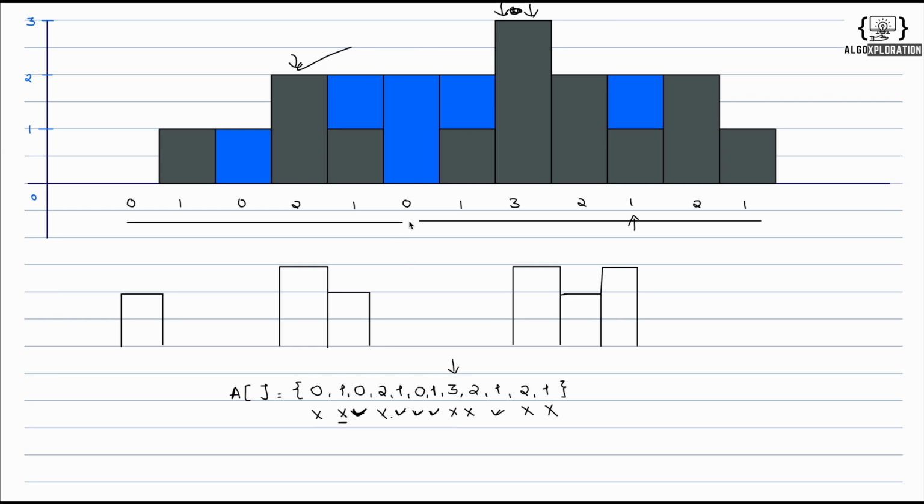Now since the height of this building is 0, we can store the minimum of 2 or 3, right? We can't store 3 blocks, because if you store 3 blocks of water above this, it will simply flow away because there is a path, right? So we have to store the minimum of these two. The minimum of 2 and 3 is 2, so we are going to simply store 2 blocks of water. I hope you got this.